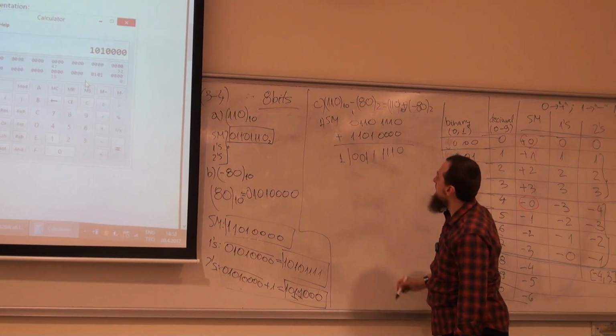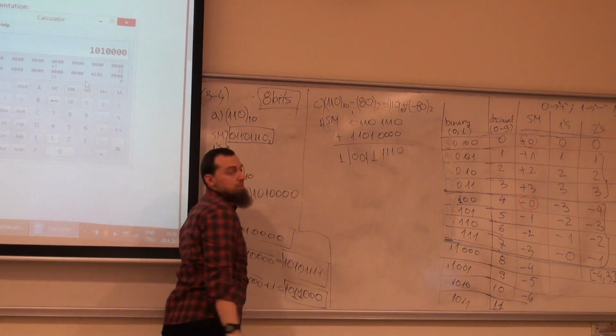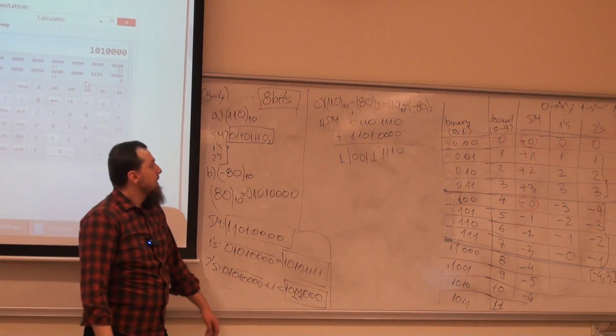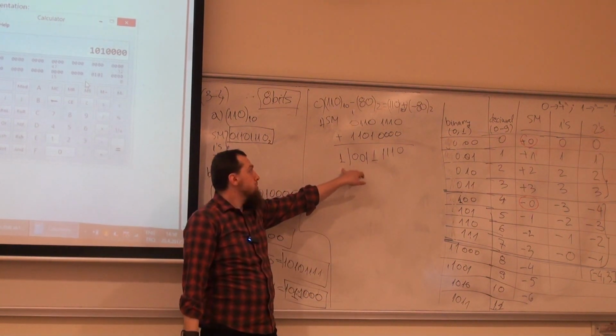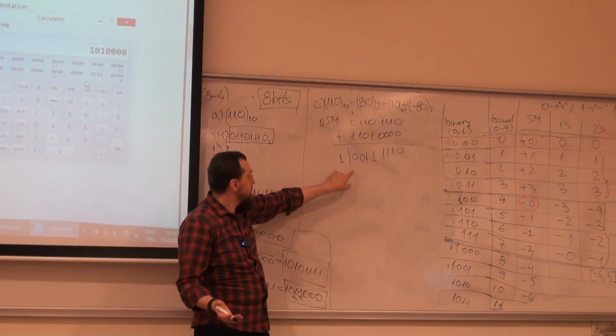And I have 1 here. But hey, I told you, I have only 8 bits. Okay? And I need 9 bits to represent this number, which, even if I have 9 bits, is going to be false because of this one.